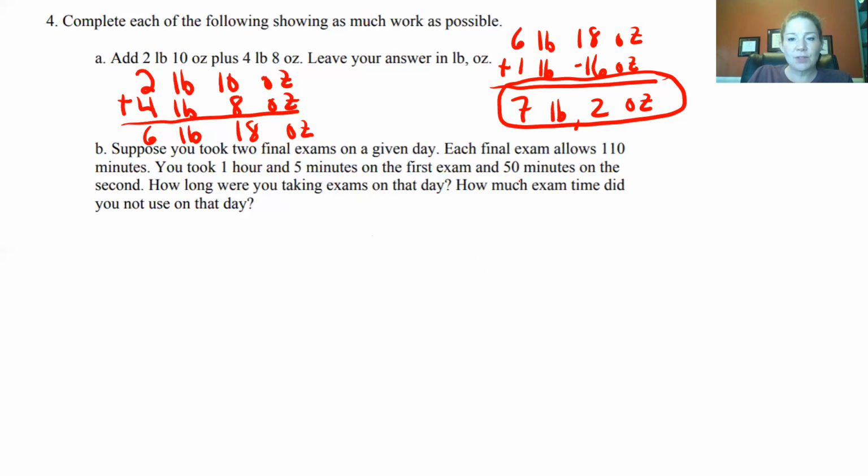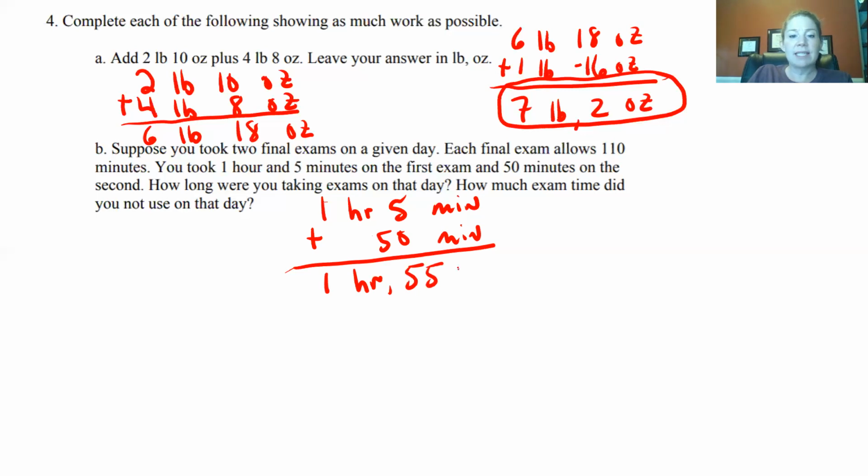All right, so let's look at the first question first. 1 hour and 5 minutes plus the second exam, you took 50 minutes, which means altogether you spent 1 hour and 55 minutes. Now, can we leave it in that form? Yeah, because 55 minutes is less than an hour. So that answers the first question.